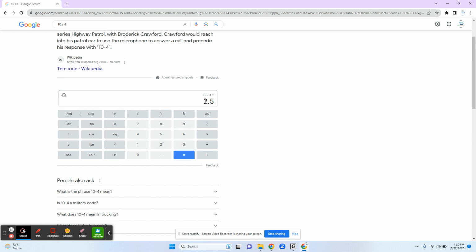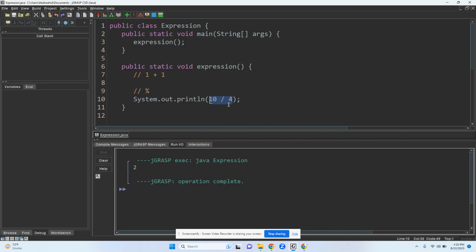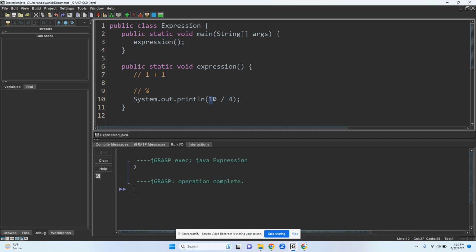We get 2.5. So what Java does is something known as integer division, meaning whenever you divide two integers, and we'll talk about integers in the next video, but whenever I divide whole numbers, it doesn't actually keep the decimal. It basically just keeps the whole number. For example, 10 divided by 4, it'll just keep 2, which is why it printed out 2.